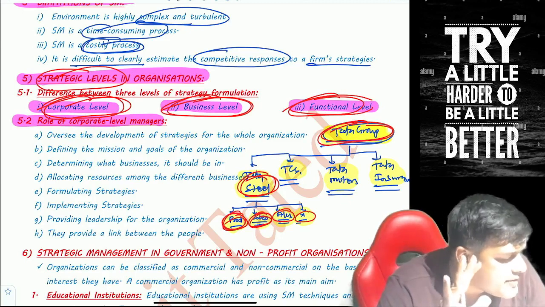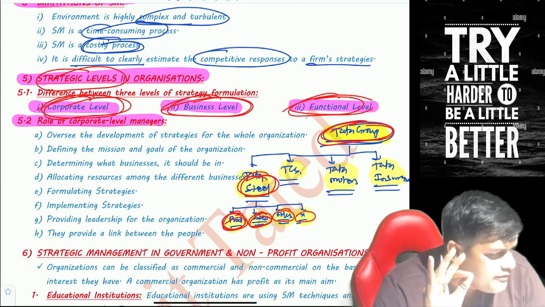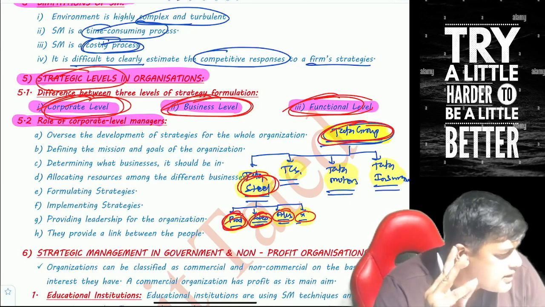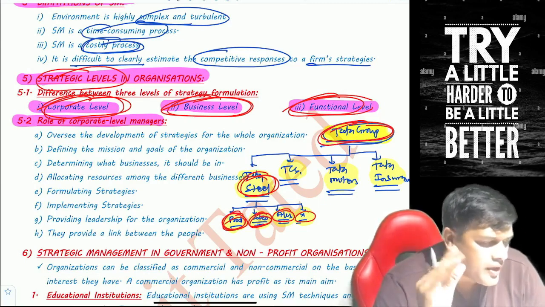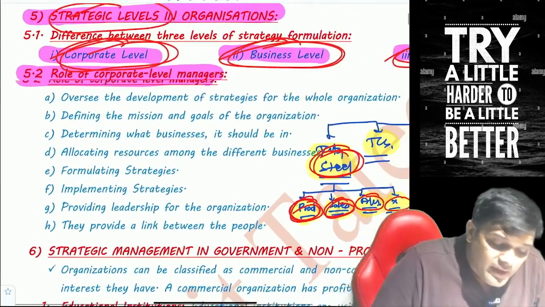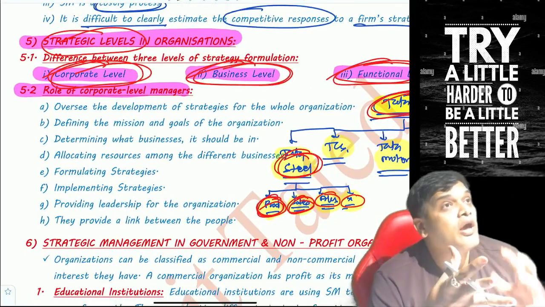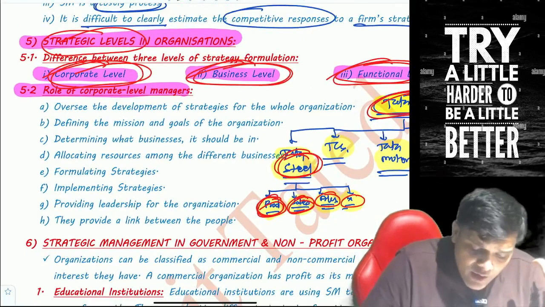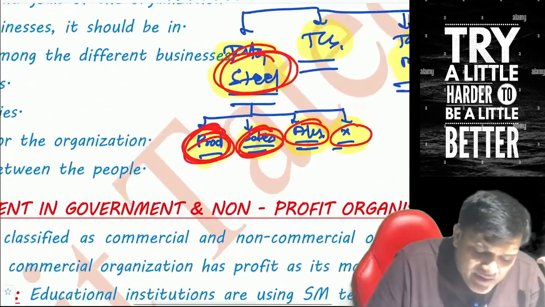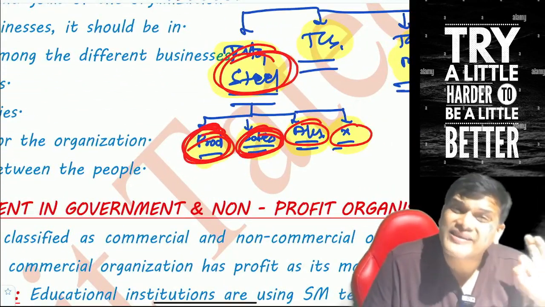Everybody clear with these 3 points? Make sure these are the 3 level strategies. And one more thing, don't tell me that only the corporate level will define a strategy. Why? Who will decide production strategy? Who will decide sales strategy? It will be decided by a functional level person.